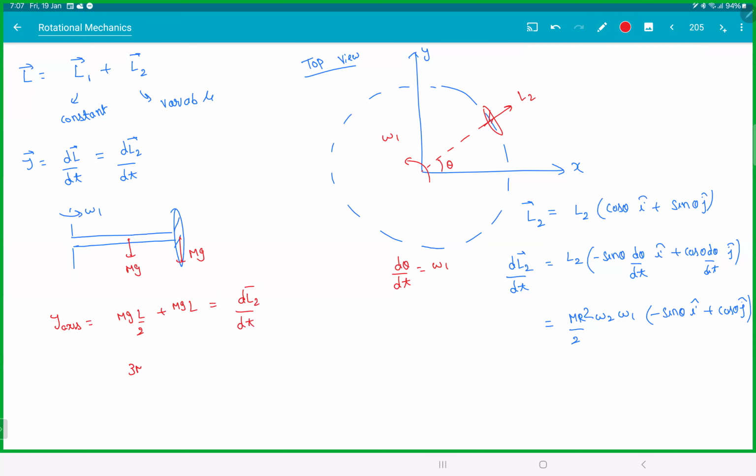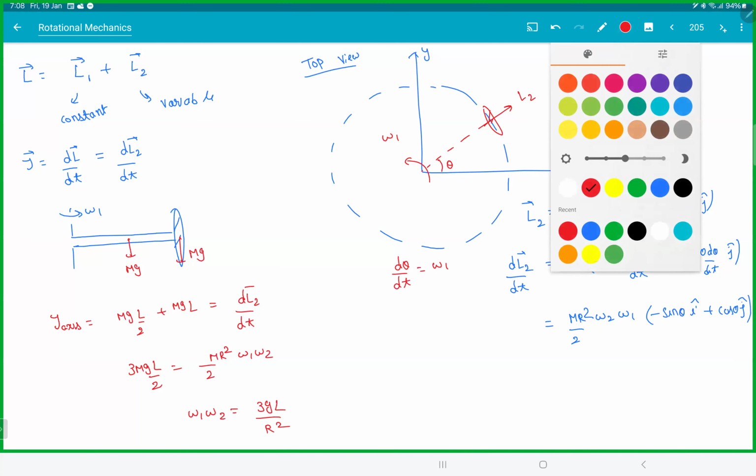So this will be 3 mg L by 2 should be equal to the magnitude mr square by 2 omega 1 omega 2. Therefore, omega 1 omega 2 will be 3g L by r square. That's your answer. Take it out. You can see what we did.